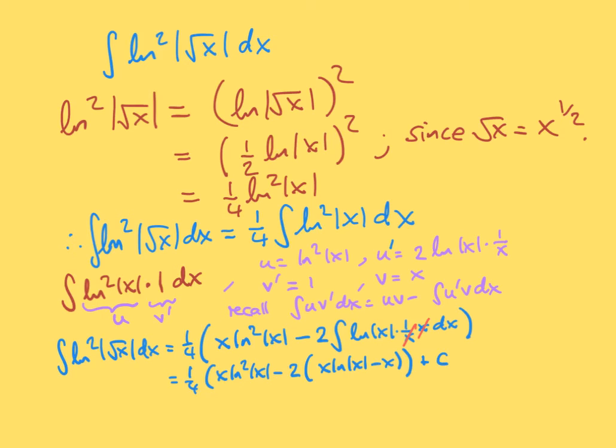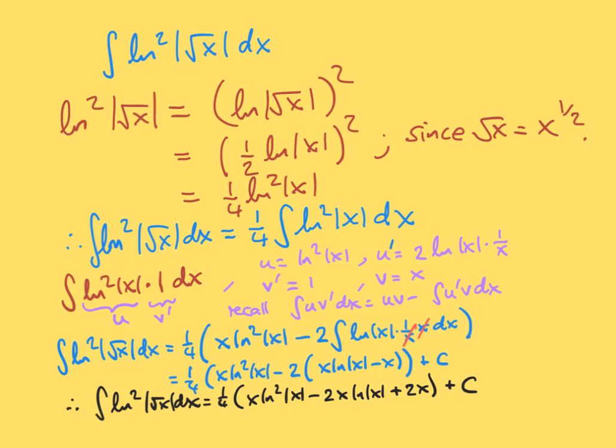So that's our answer, but we really ought to tidy it. So I think what I'm going to do, there's always some choice in these matters, I'll leave the quarter outside, so keep these brackets. I'll just multiply this bracket out. So it's minus 2 times this, and then minus 2 times minus x is plus 2x. So our result for the integral of log squared of the square root of x with respect to x is 1/4 x log squared x minus 2x log of x plus 2x, close the brackets, plus an integration constant.